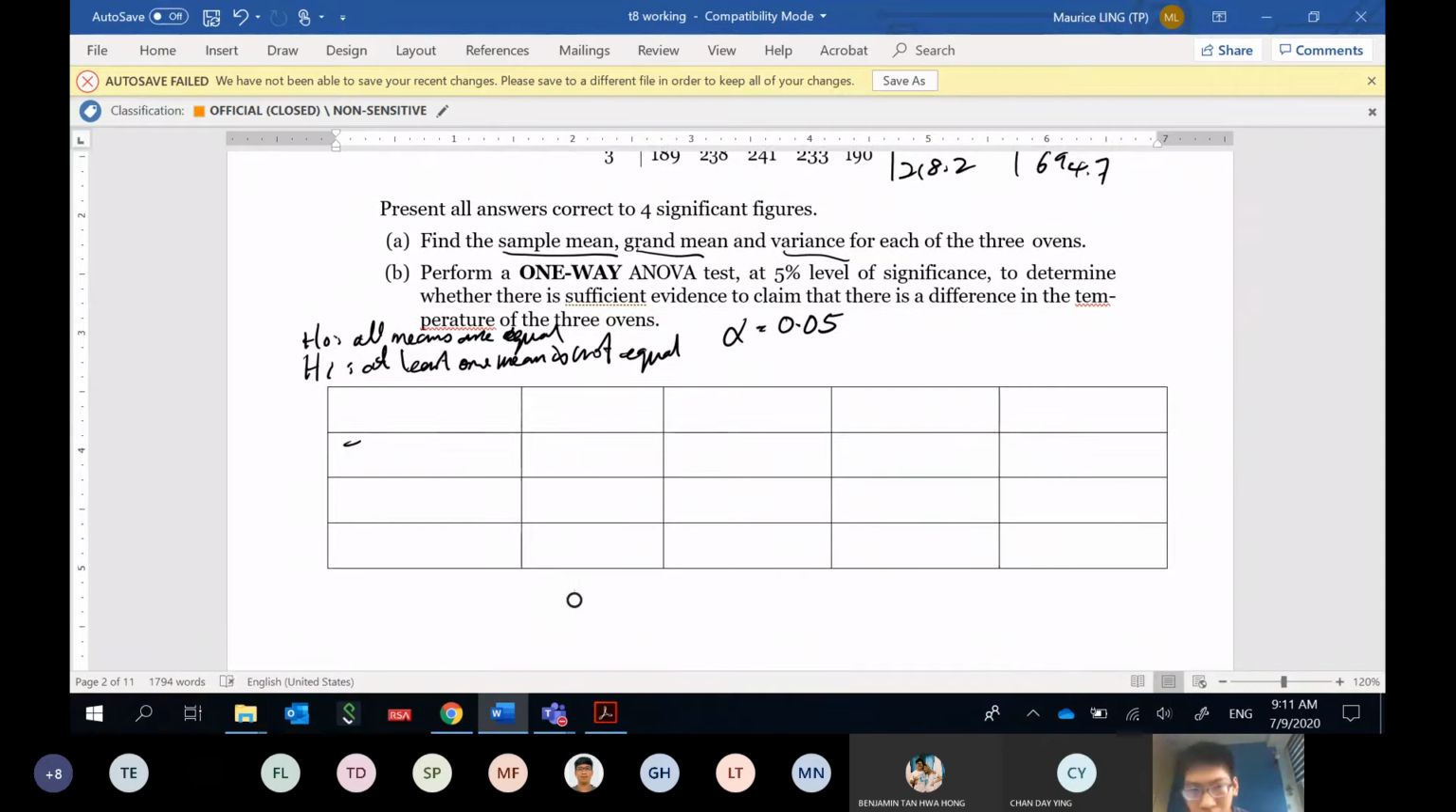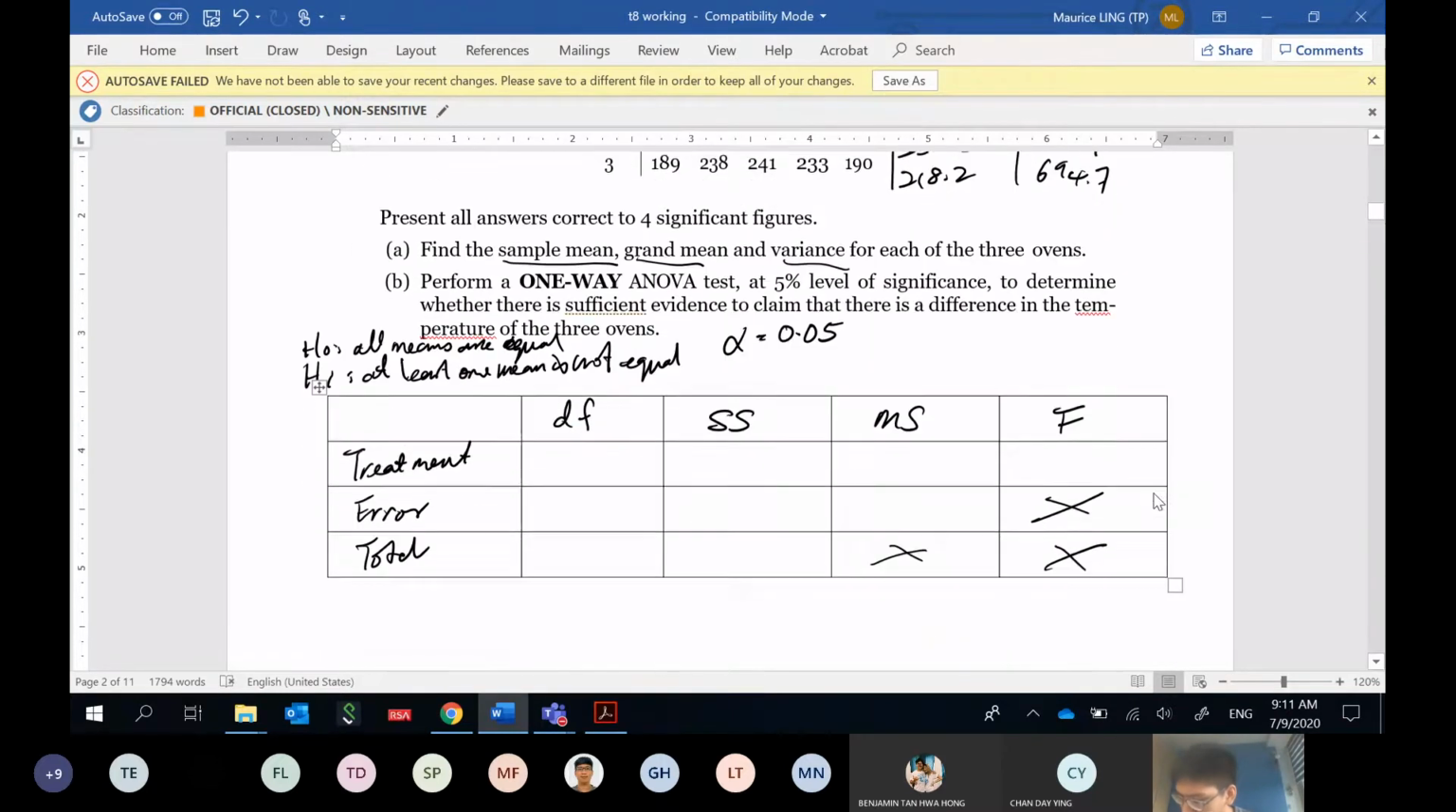Then all you have to do is produce this table. You have the treatment, error, total, degrees of freedom here, and then the sum of square, mean sum of square, and the F statistic. Of this table, what you do not need to fill up is this column, or this cell. So let me show you how to actually do that one at a time.